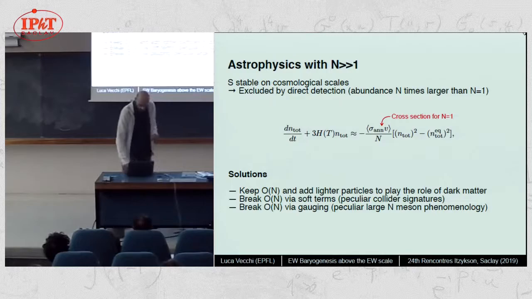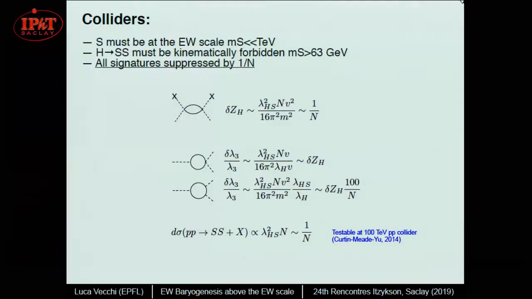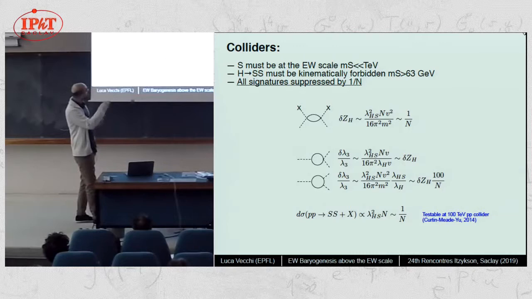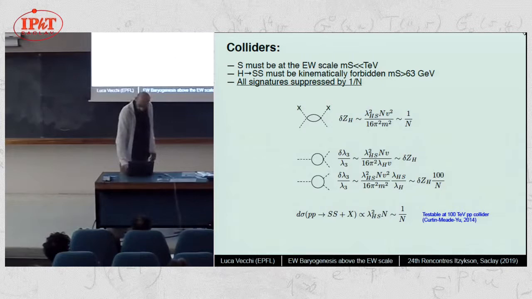Actually, I should have mentioned that. It should be sufficiently light in order to compensate the positive contribution of the top in the Higgs mass, of course, so it cannot be above the TeV because of that, and it cannot be too light, otherwise visible Higgs decays are too strong.